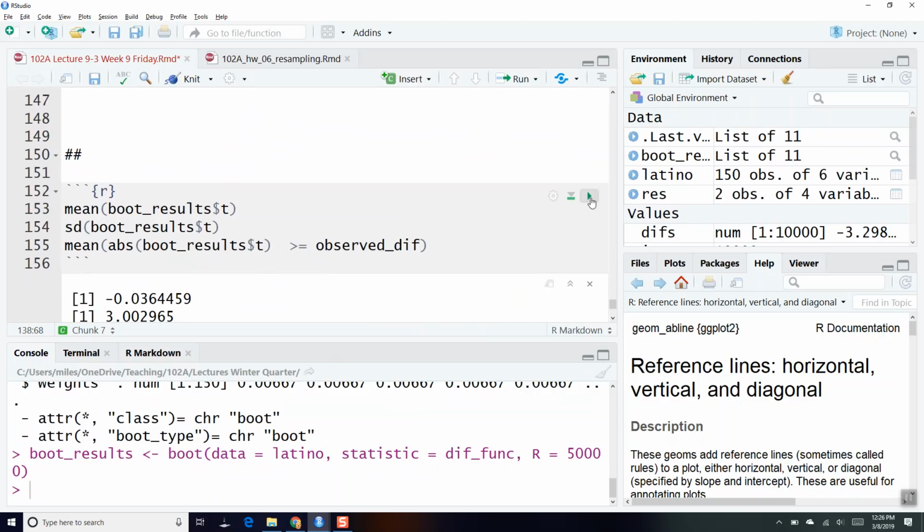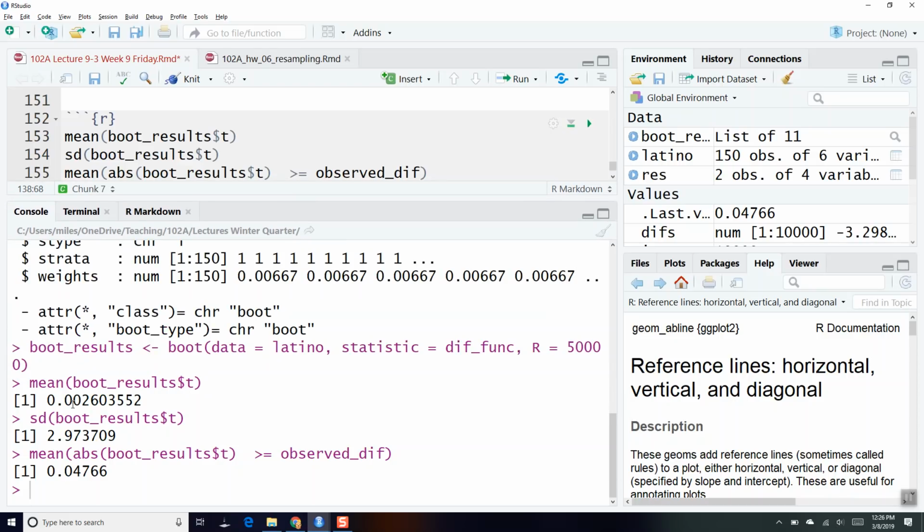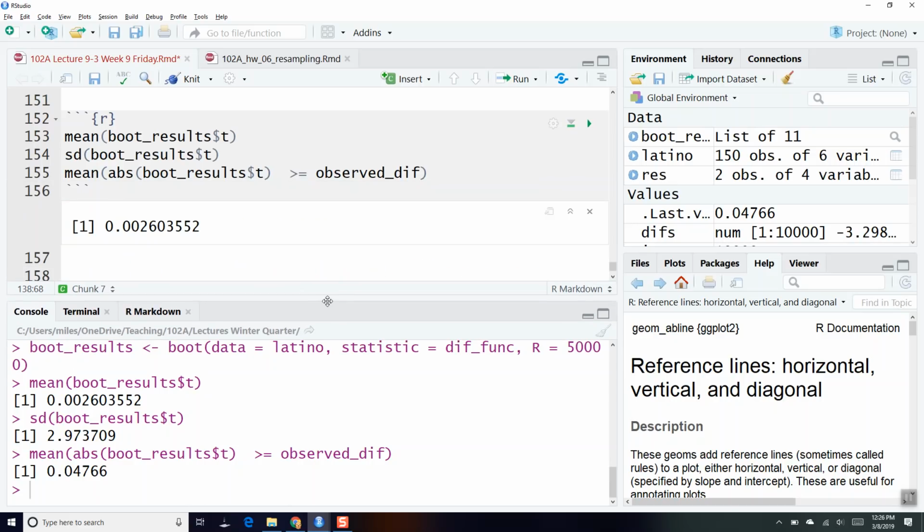And then if we calculate those things, we see the mean is even closer to 0, and our p-value is 0.04766, which is in agreement with all of the other things that we've seen as well.